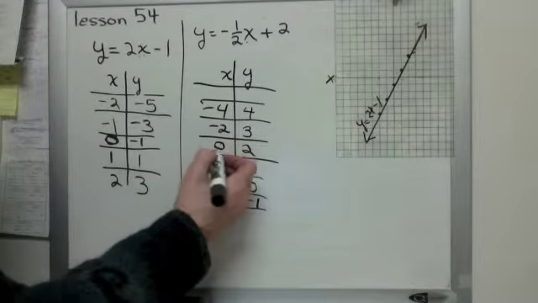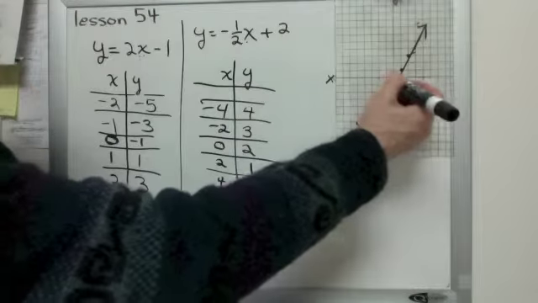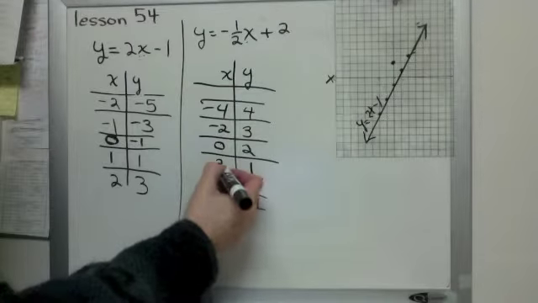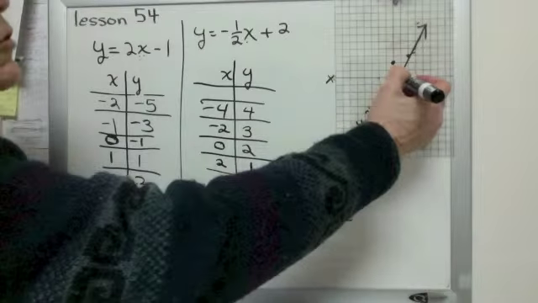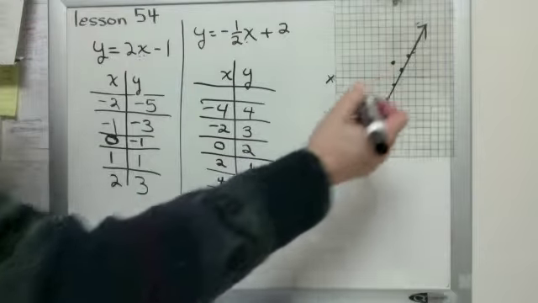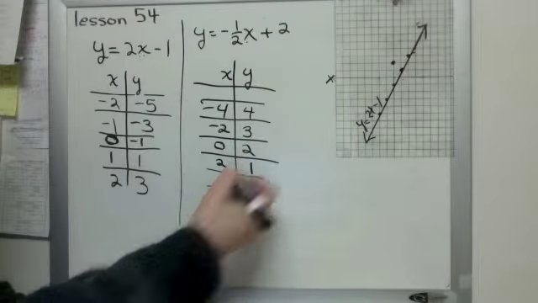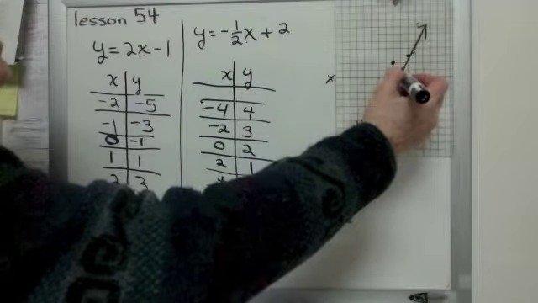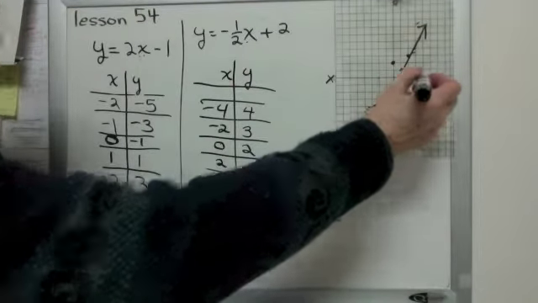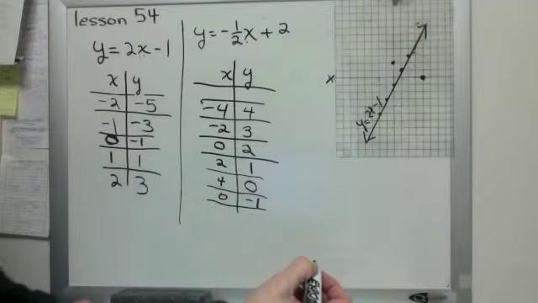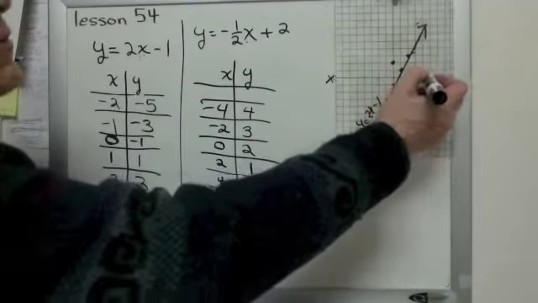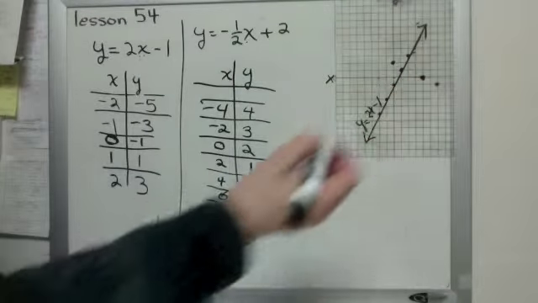All right, let's start. 0, 2. So start at 0, go up 2. Over 2, up 1, over 2, up 1. Oh, the same point as on the other graph. Over 4, up 0. Over 4, 1, 2, 3, 4. Over 6, down 1. 4, 5, 6, down 1.